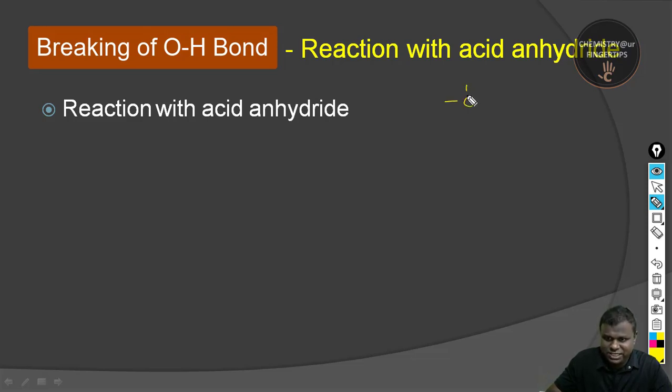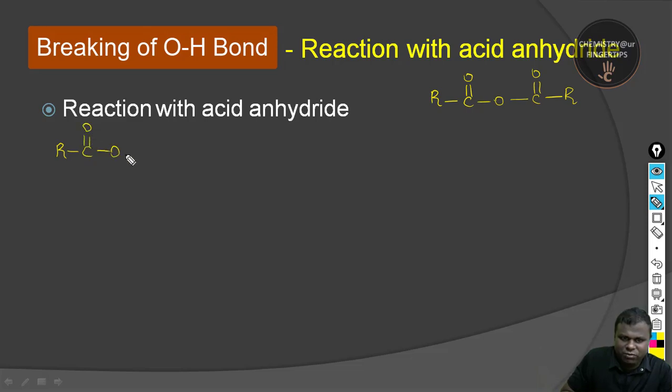I am writing C double bond O, right. I am writing another C double bond O, right. If I connect these two with an oxygen, so this becomes an anhydride group. I can put an R over here, I can put an R over here, right? So now let's see what happens in this. So you will be getting R C double bond O, right? And then you have O C double bond O R, correct?